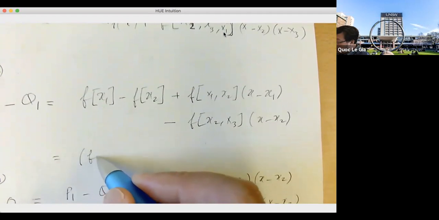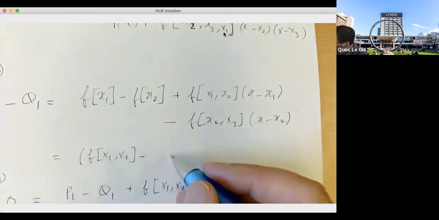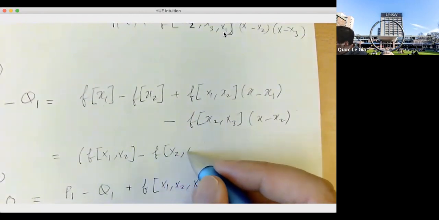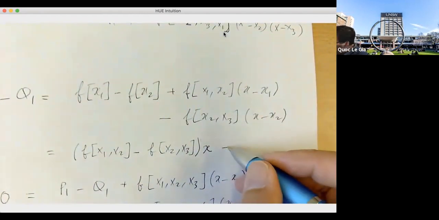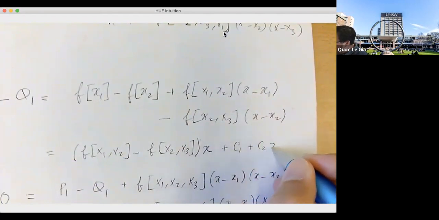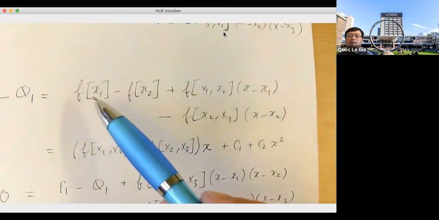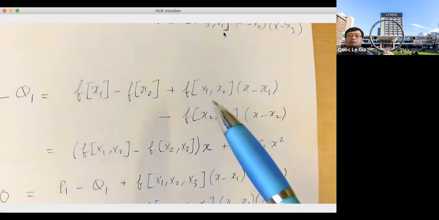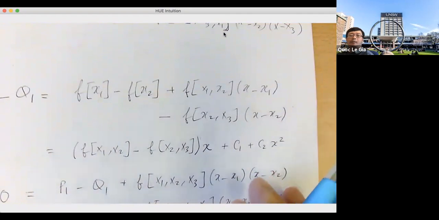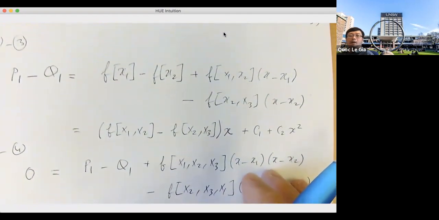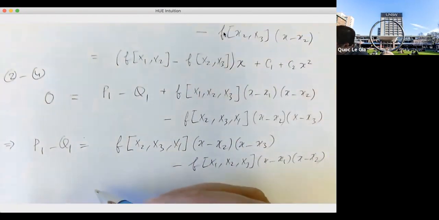So I have f of x1 comma x2 minus f x2 comma x3. Okay, so it becomes x only, yeah. So plus some constant c1 plus c2 x squared. I don't worry about that. I don't want to write it down, but you see the rest is just some constant and some constant times x squared. So we leave it there. And now if you go down here, I will do the same.